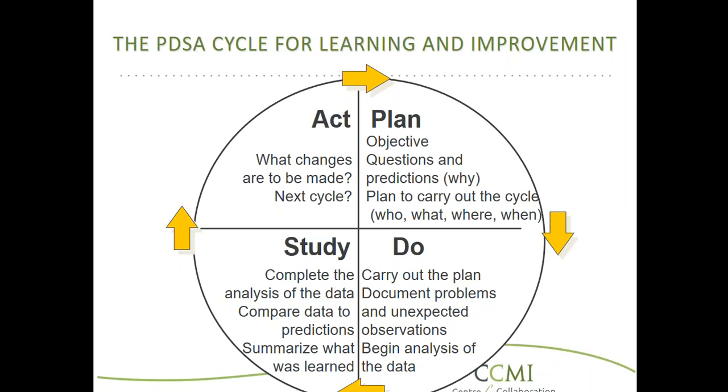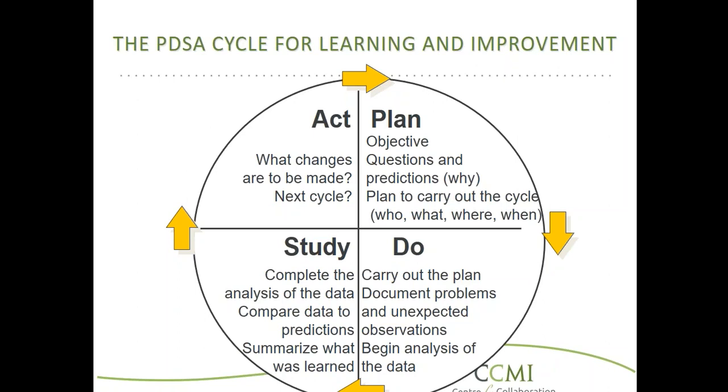When we do a PDSA, what we're trying to do is test an idea, one of those ideas from a change package, and we want to test it quickly and learn quickly and then move on to the next PDSA so that we can build our knowledge sequentially to the point where we're ready to say this change is good to go live for implementation.